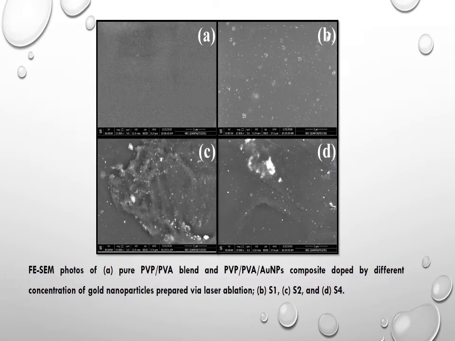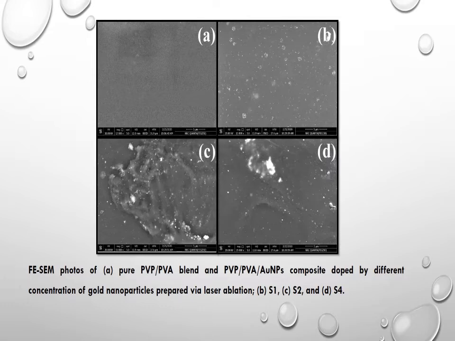In figure B, limited bright gold nanoparticles appear with a fine homogeneous distribution. These gold nanoparticles can increase by increasing the concentration in the sample, and in the last sample we found aggregates on the surface with a high percentage.